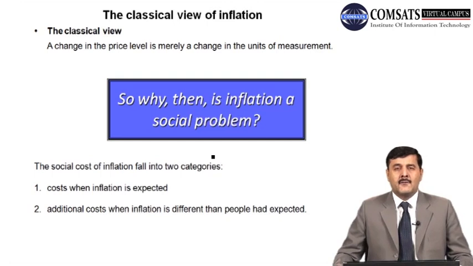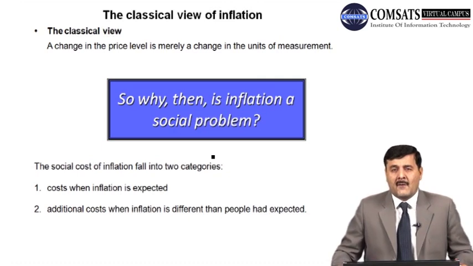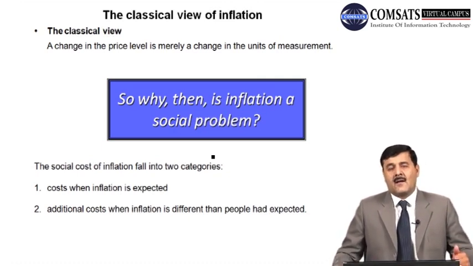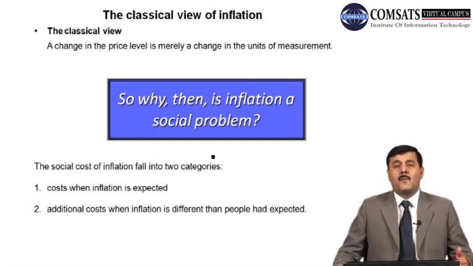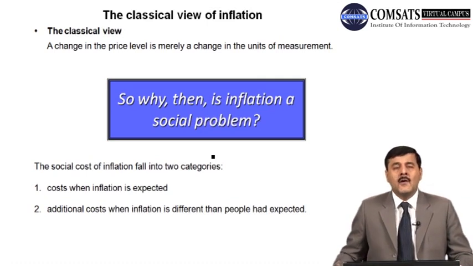We can divide that cost into two categories. One is the cost when inflation is expected, right? When people expect inflation, society or the people have to bear a cost. So that is one type of cost that society has to pay. Second, there are some additional costs when inflation is different than people had expected. So there are two sorts of cost. One is the cost to society when inflation is expected; second, some additional cost when the expected inflation is different from the actual inflation that people had expected.